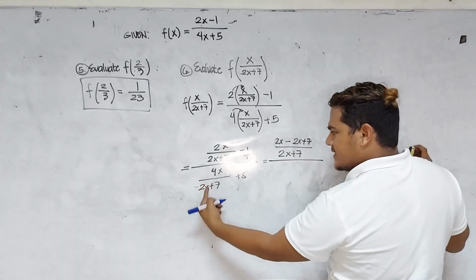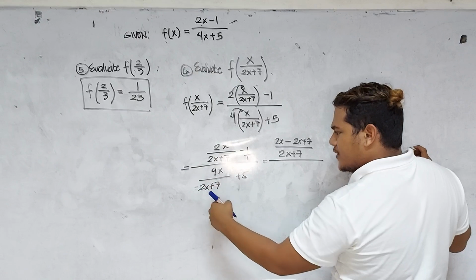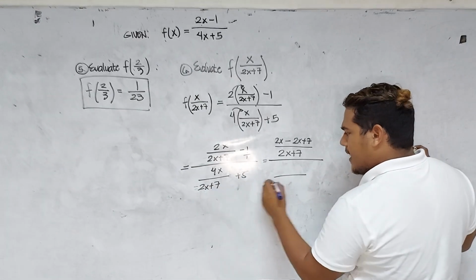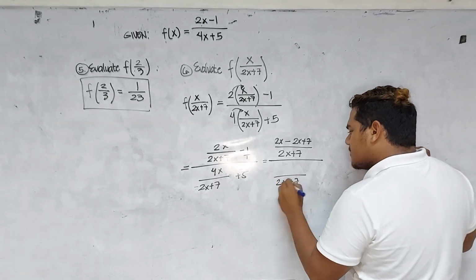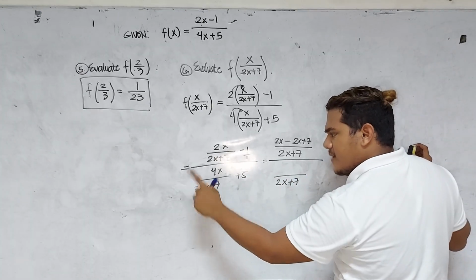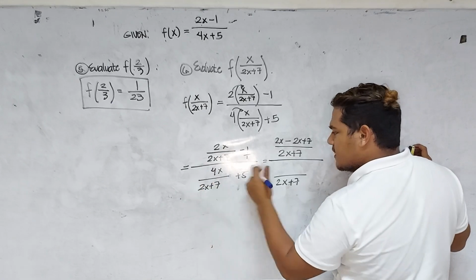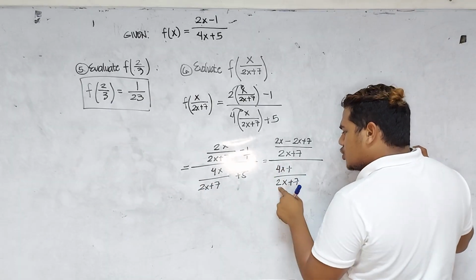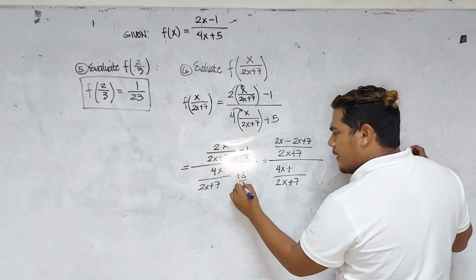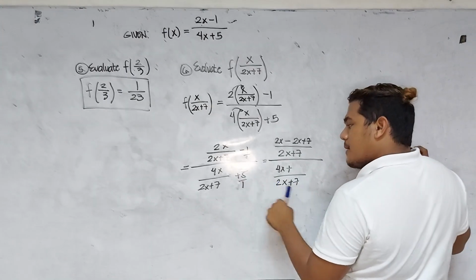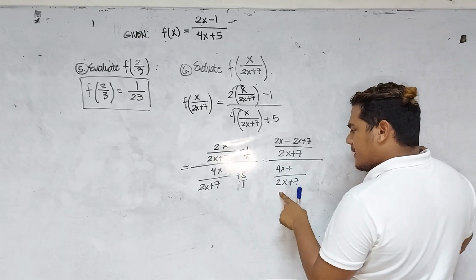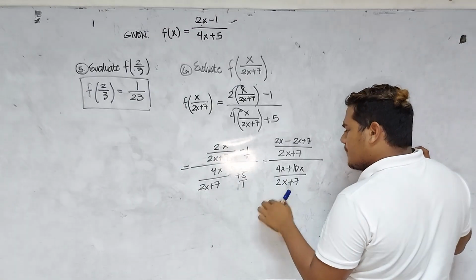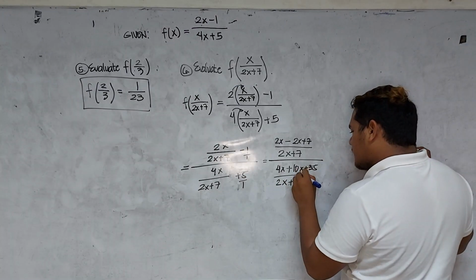Over. What is the least common denominator between 4x over 2x plus 7 plus 5? The least common denominator is 2x plus 7. 2x plus 7 divided by 2x plus 7, 1. 1 times 4x, 4x. Copy 4x. What is the sign in between? Plus. 2x plus 7 divided by imaginary 1, 2x plus 7 times 5. 5 times 2x, how much? That becomes 10x. 7 times 5, 35. Okay, let's continue.